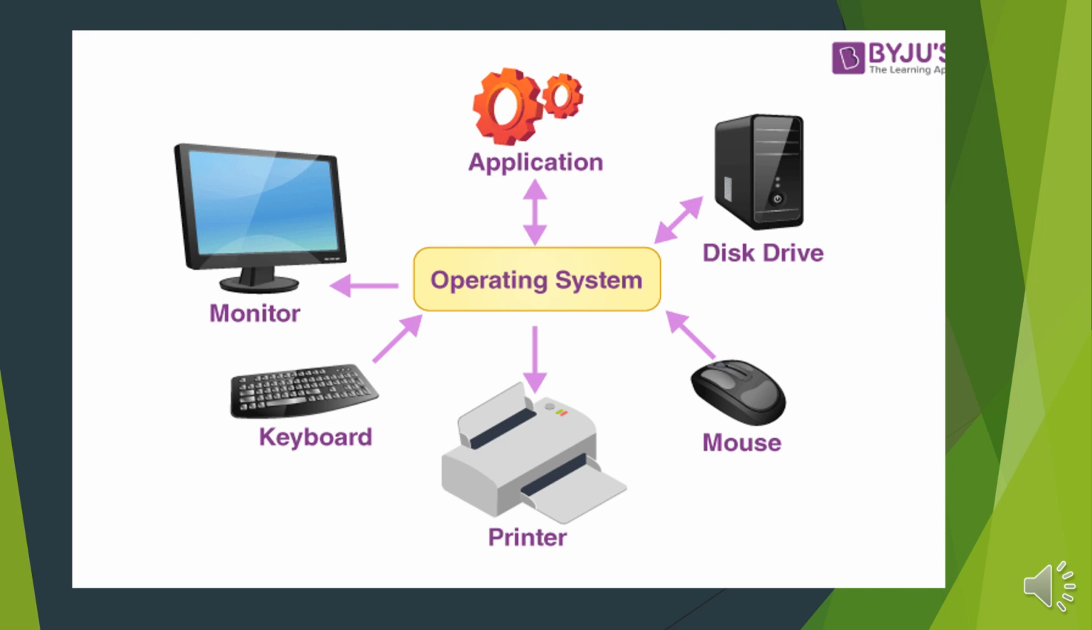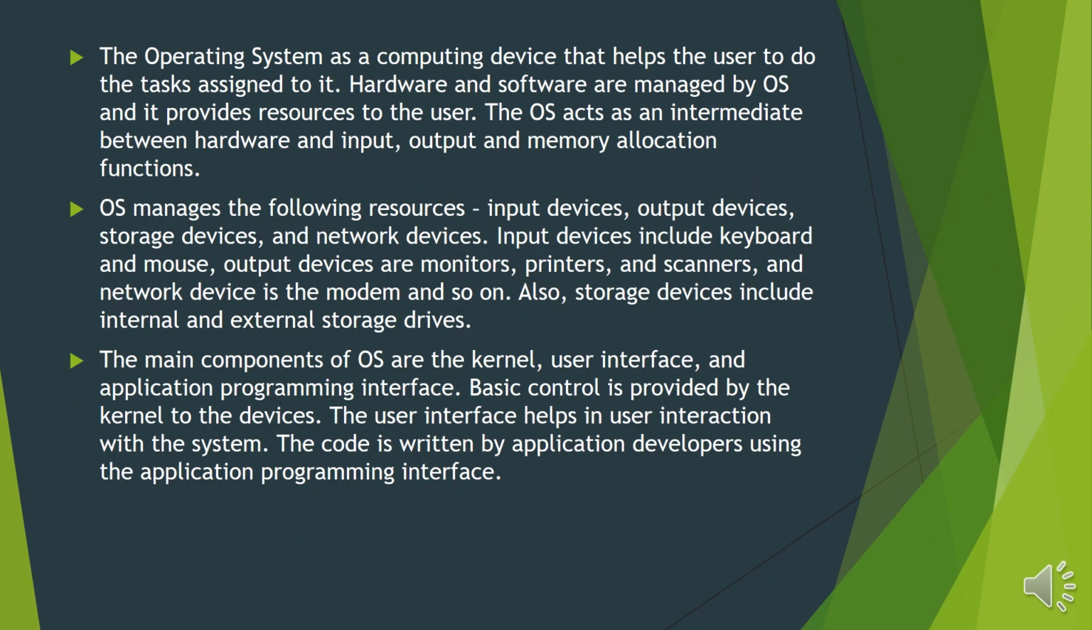So the operating system serves as an interface for the user. It manages the applications, and also manages the hardware components of the computer system. Now, the operating system as a computing device helps the user to do the task assigned to it. For us to assign a task to either the hardware or the software, it is the function of the operating system to manage and provide those resources to the user.